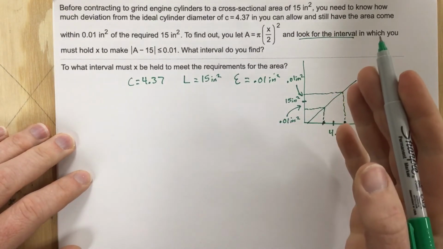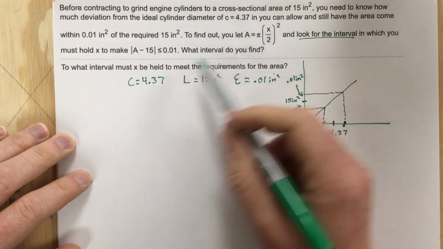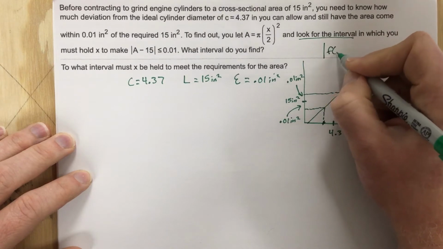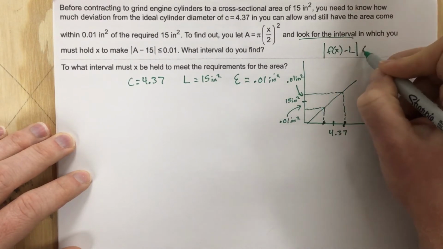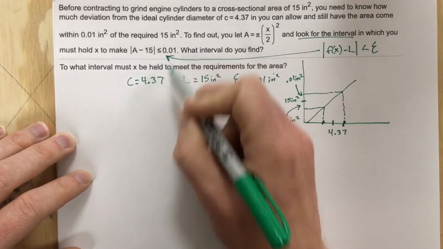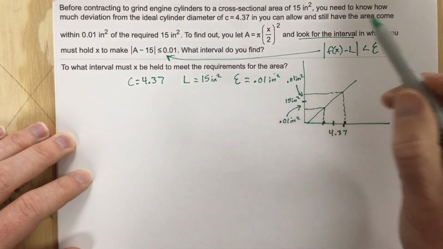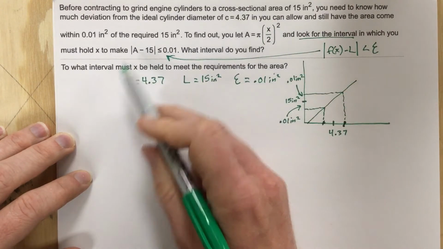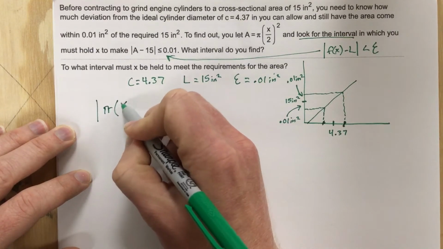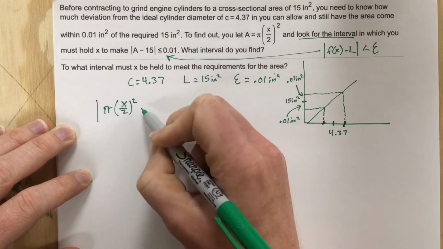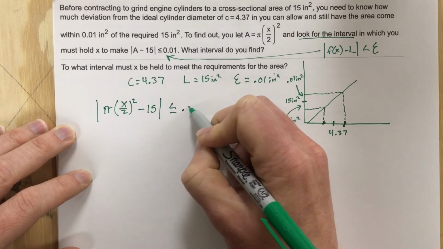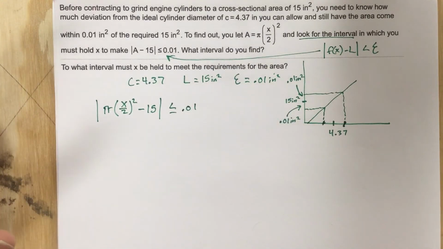The actual part of the problem is you take the A. Now, notice that this is already set up. This is the absolute value of f of x minus L less than epsilon. That's what that is. All we have to do is take our equation and plug it in for A there. So we can say the absolute value of pi x over 2 squared minus 15 is less than or equal to 0.01. And then we just need to solve.